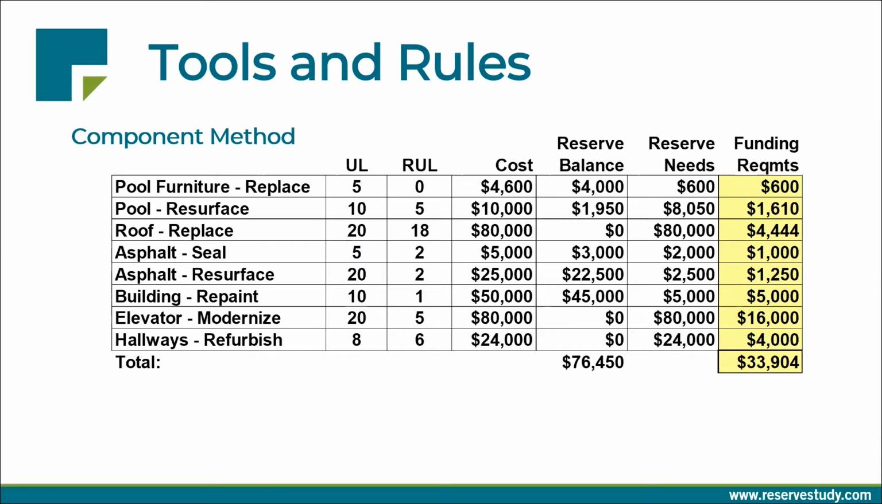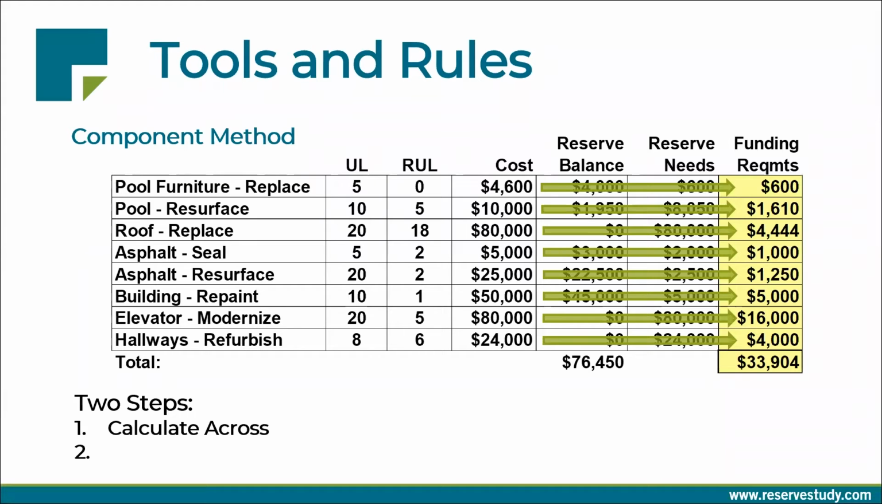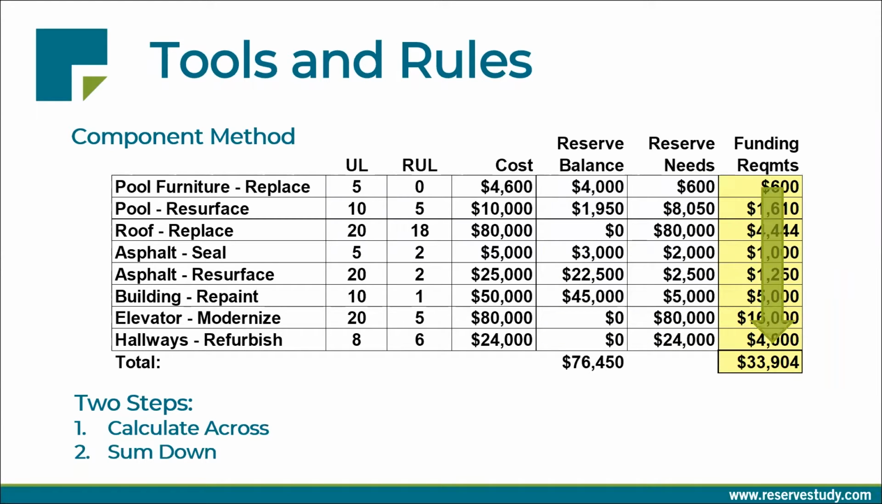The component method is where you focus on doing some calculations for each separate component, and thus the title. You can see the components listed here, 1, 2, 3, 4, 5, 6, 7, 8 of them. Useful life, remaining useful life, cost. Find out how much reserves are attributed to each one. Look at the difference, fund that over time, and you get the funding requirements. So it's a matter of doing some calculations across and then summing them down. Okay, so it's kind of a 2-step process: calculate across and sum down.